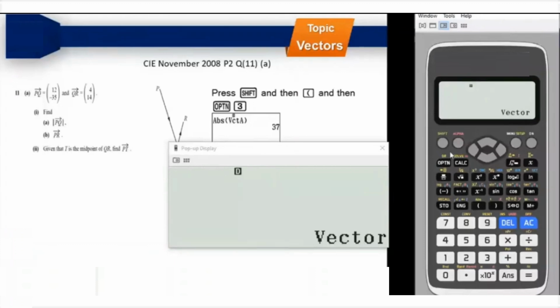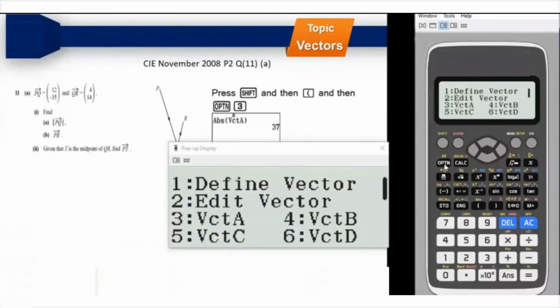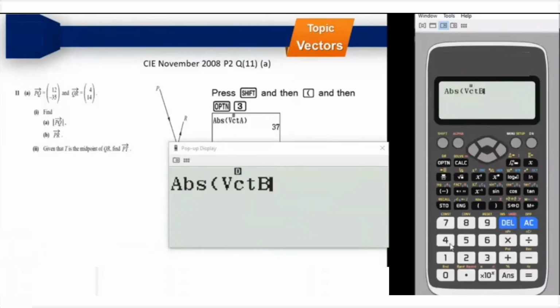For the audience, what I'll do is I'll press shift, I'll press bracket, I'll press option, and vector B is my QR. So it's vector B, and I will close the bracket. I will press equals to, and the correct answer is 14.56. So absolutely correct. And that is the correct answer. So the first thing that I need to teach you was how to find the magnitude.